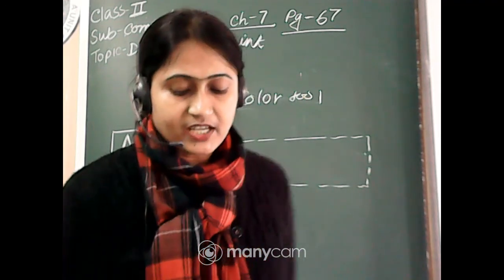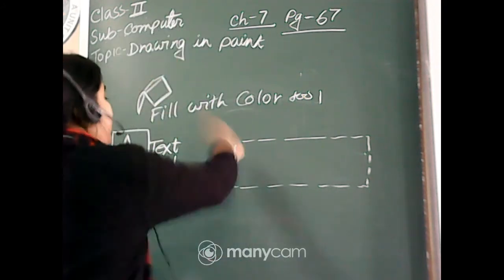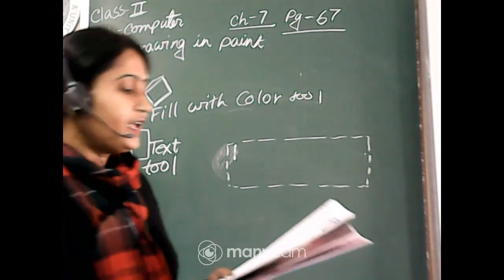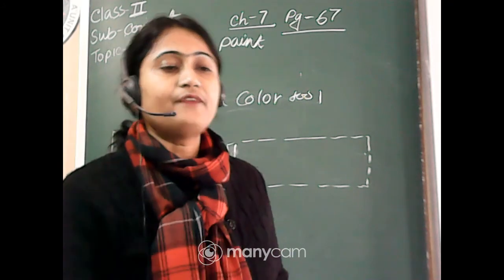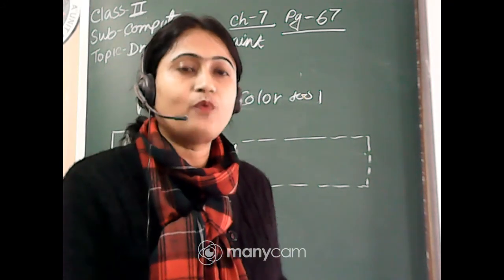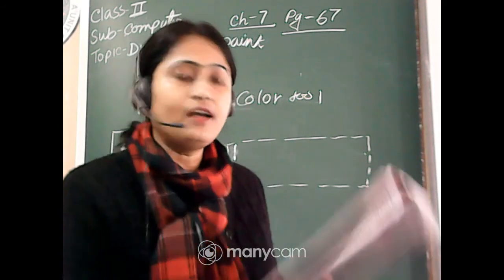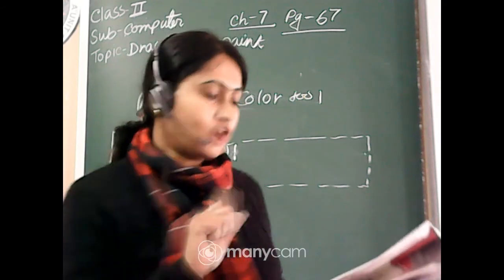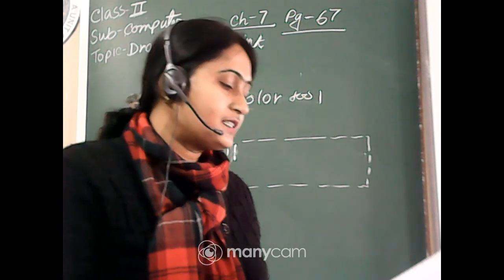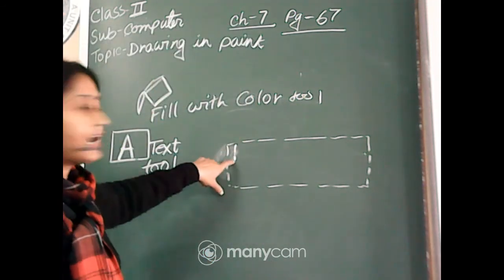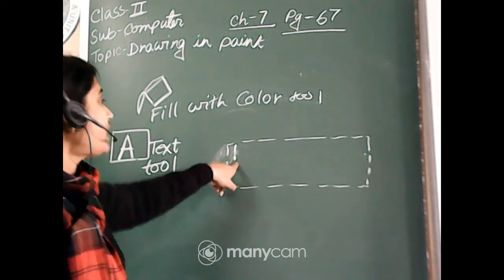Now the pointer will change to a plus sign. Click and drag the pointer on the drawing area, where you wish to write and place the text. Where you want to type text in that particular place, you have to click and drag to draw a dotted rectangular box. A dotted rectangular box will appear with the cursor blinking inside it. This is called the cursor. The cursor will blink inside it, so whatever you type will start from here.